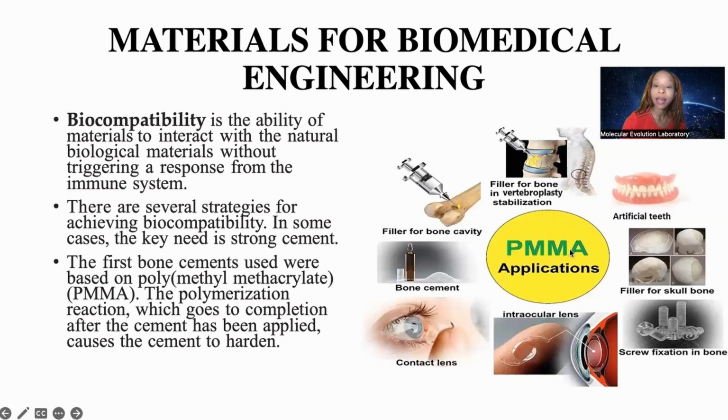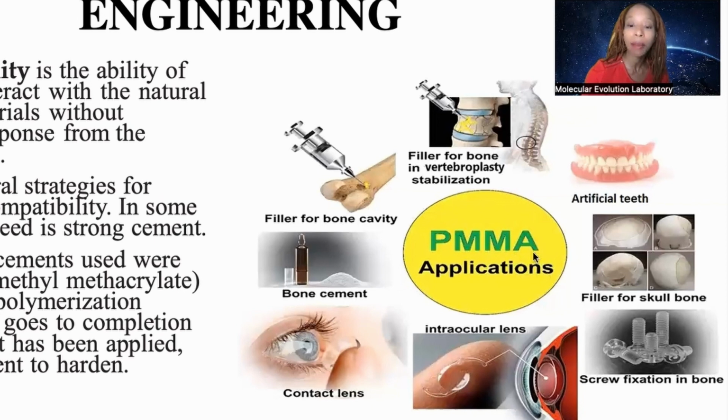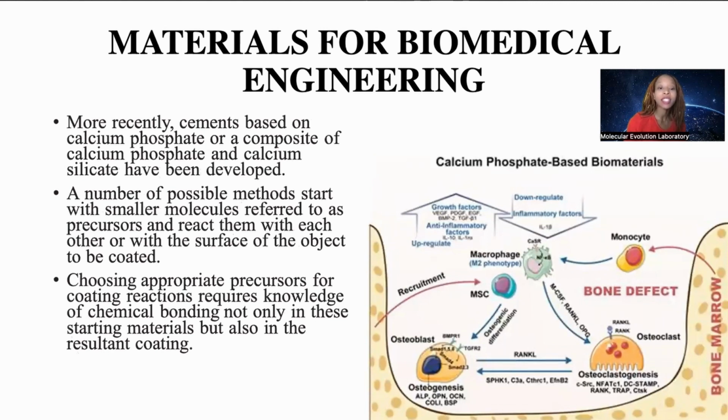So here we have examples of polymethyl methacrylate applications, for example, in bone cement, contact lenses, intraocular lenses, screw fixation in bone, filler for skull, artificial teeth, filler for bone in vertebroplasty, stabilization. More recently, cements based on calcium phosphate or composites of calcium phosphate and calcium silicate have been developed. A number of other methods start with smaller molecules referred to as precursors and react them with each other or with the surface of the object to be coated.